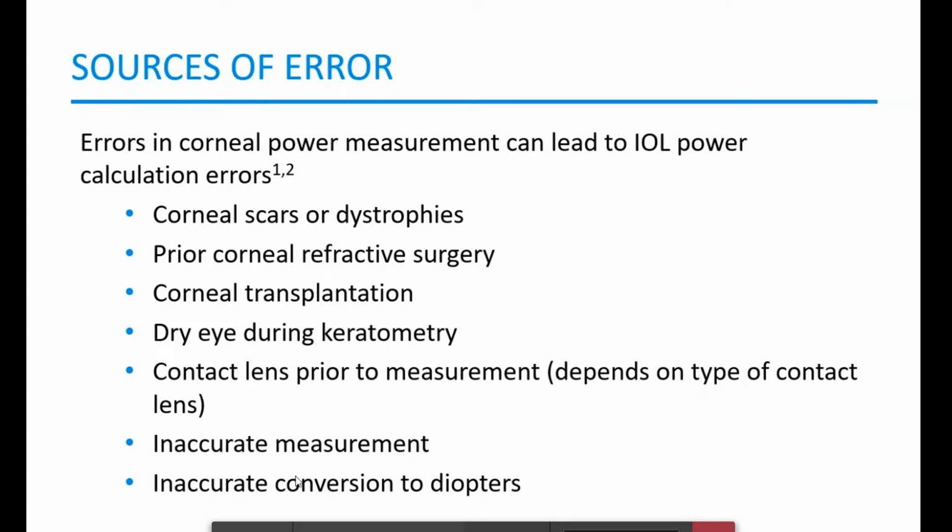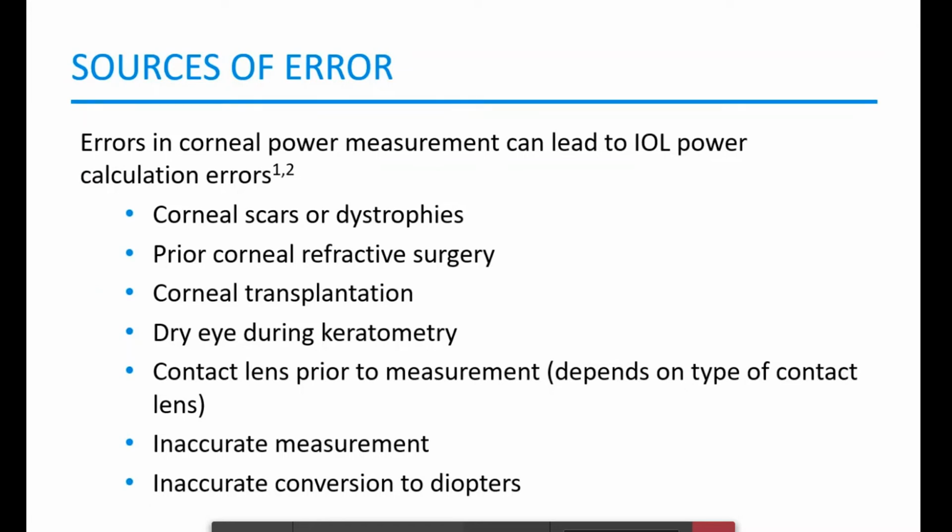Inaccurate measurements can also happen as a result of improper positioning of the patient's head on the instrument. As we perform the keratometry measurements, the patient needs to fixate their chin and their forehead against the instrument. If that fixation does not occur properly, then inaccurate measurement can happen because you may be measuring at an angle which is not correlating to the visual axis.